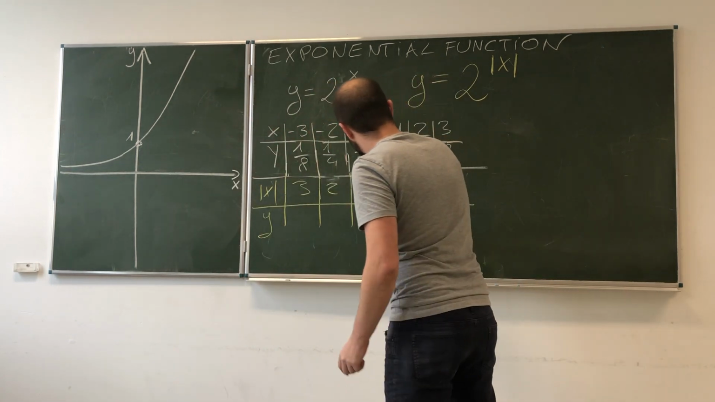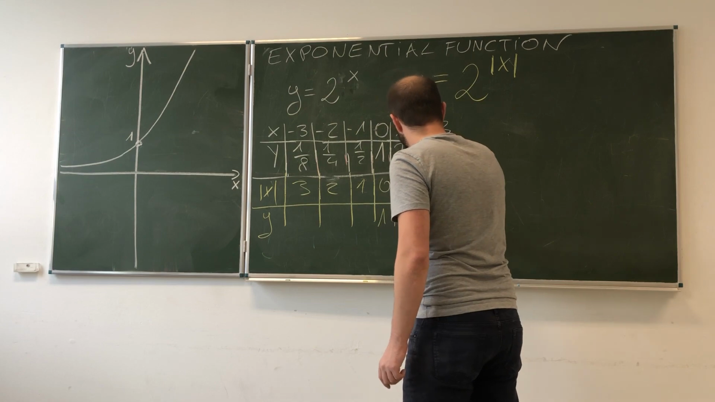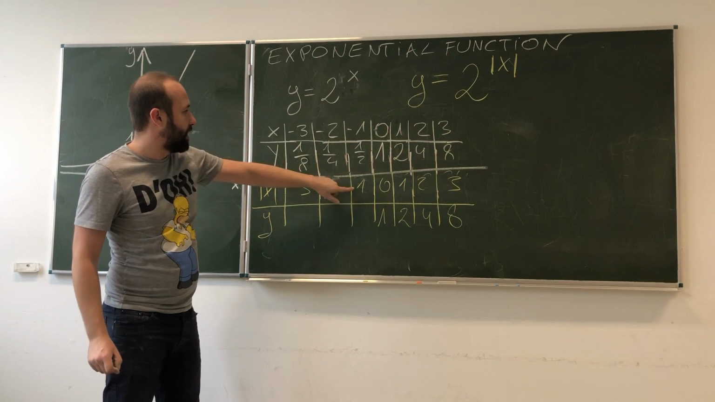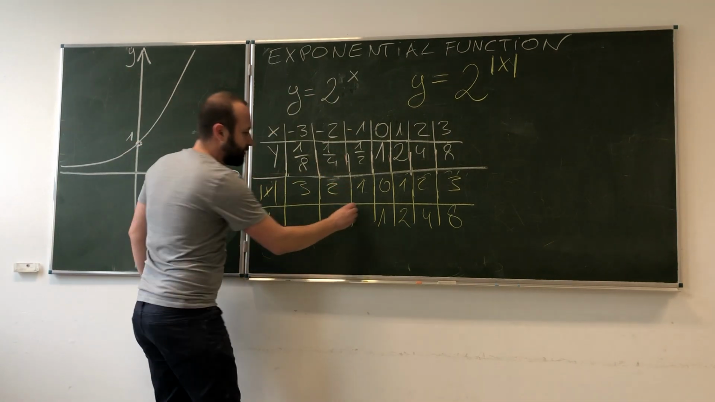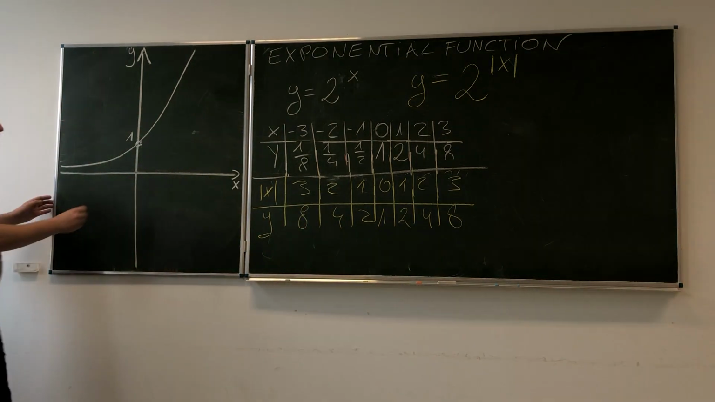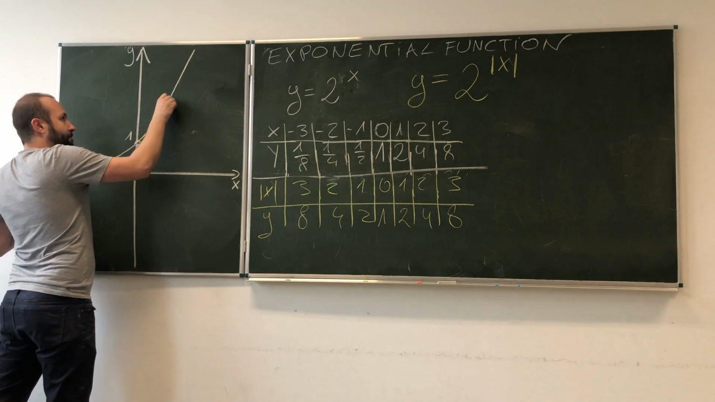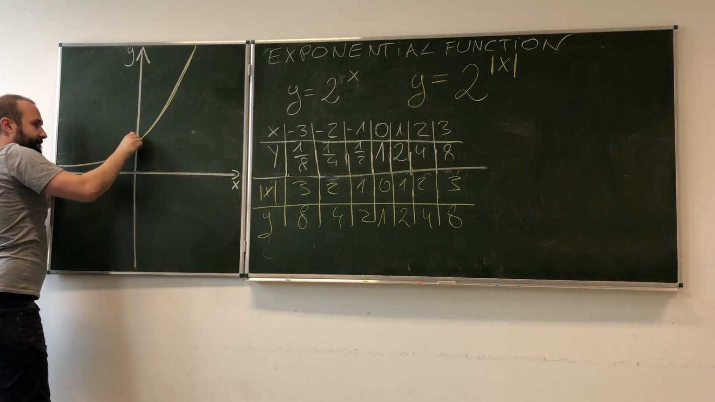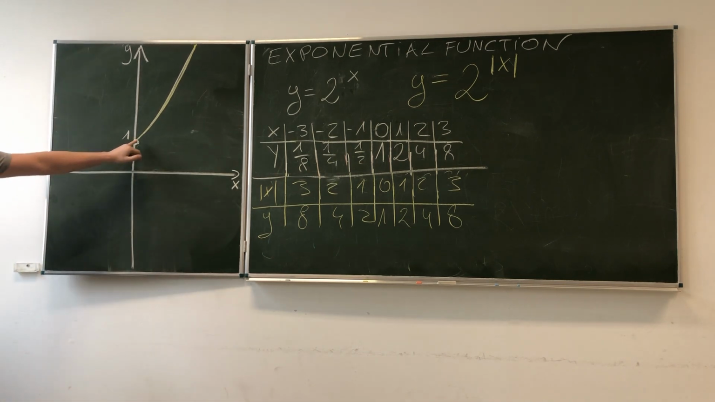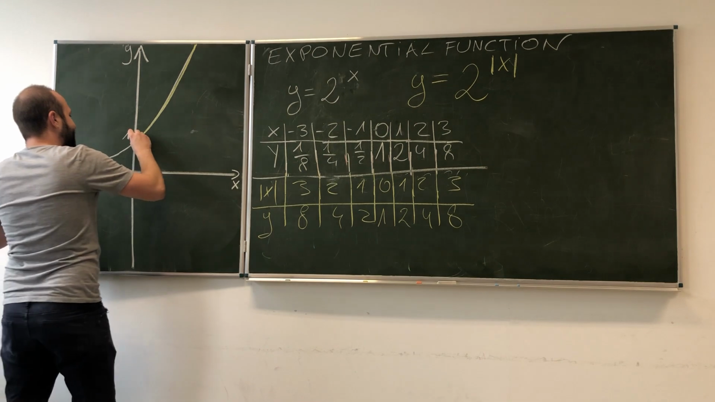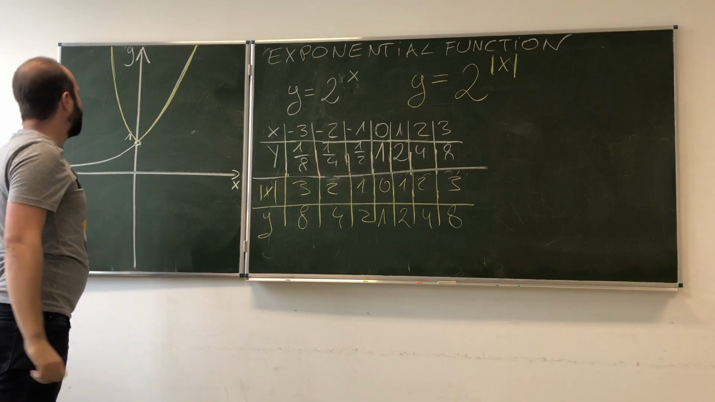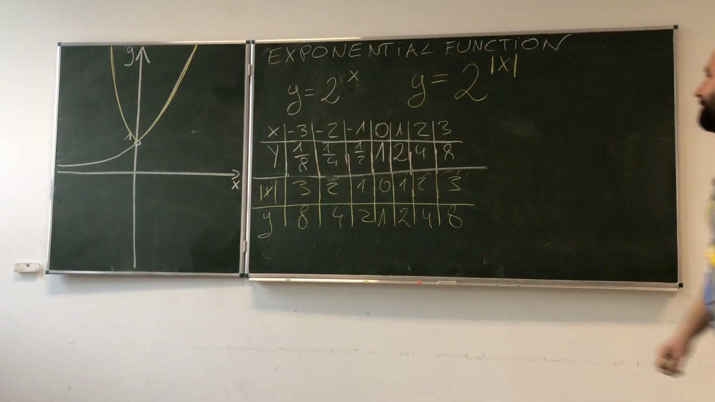Here, nothing changes. Still 1, 2, 4, 8. And over here, if x is 1, we get 2, then 4, then 8. So how will this function look like? Well, here it does not change. But look, over here, instead of this part, we are obtaining a mirror reflection with respect to the y-axis.